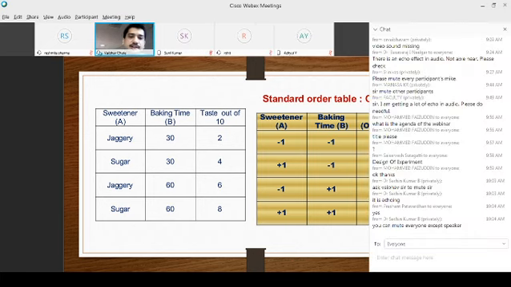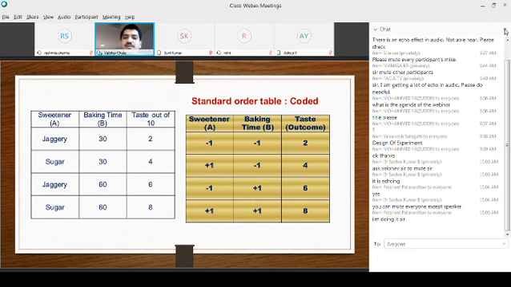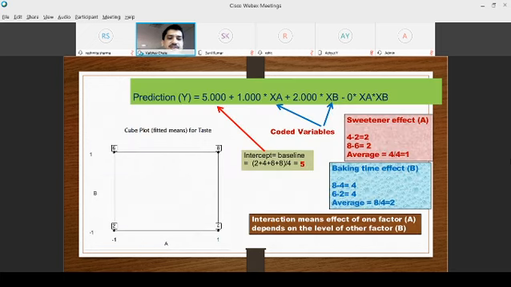How to frame this particular standard order table? The A factor will be arranged as -1 +1 -1 +1. Baking time will be arranged as -1 -1 +1 +1. Based on this, Katrina conducted the experiment and prepared the cake, and the taste outcomes are like this. Now we need to go for what is called a cube plot.